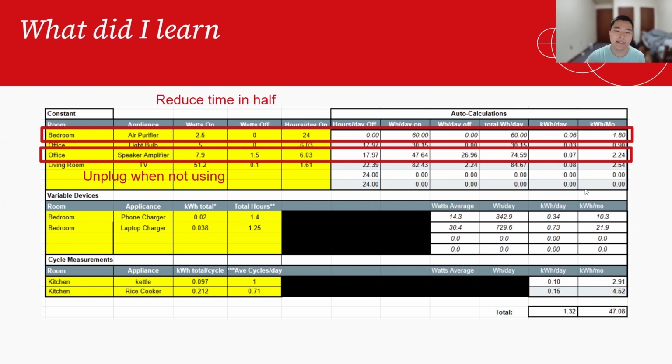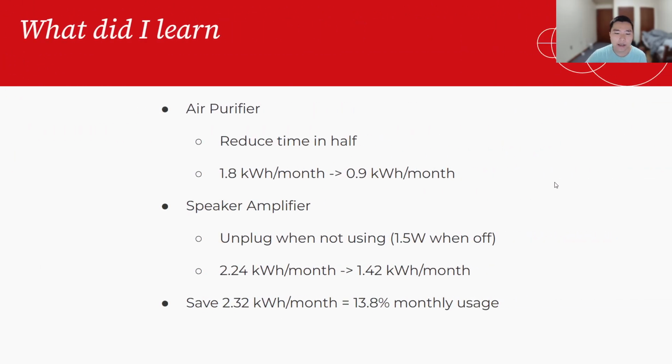To save energy, I'm thinking about reducing my air purifier time in half, and unplugging my speaker amplifier when I'm not using it because it has phantom power. If I do so, I can save 2.32 kilowatt hours per month, which is about a 13.8% reduction in my monthly usage.